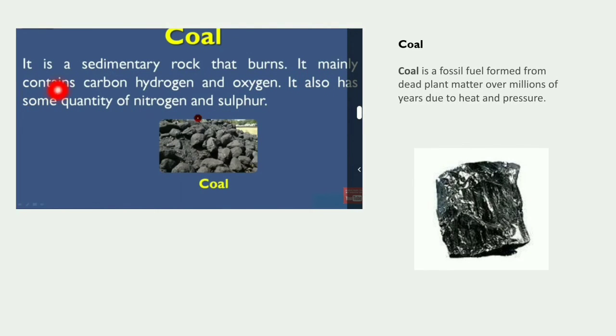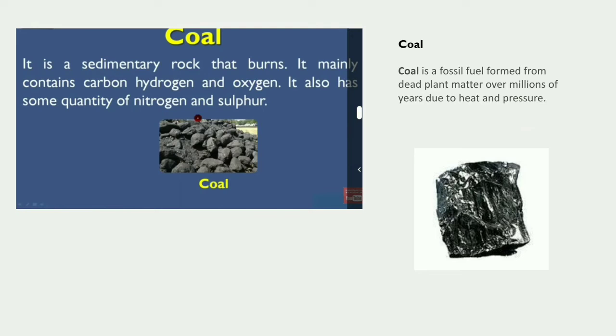It mainly contains carbon, hydrogen, oxygen. It also has some quantity of nitrogen and sulfur. So coal is a fossil fuel that is formed from dead plant matter over millions of years due to heat and pressure. We have already learned the definition of fossil fuel.